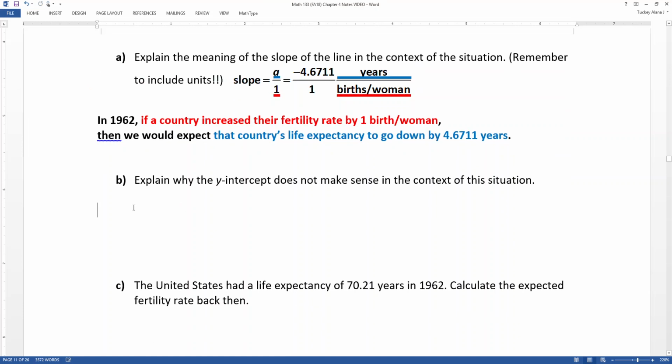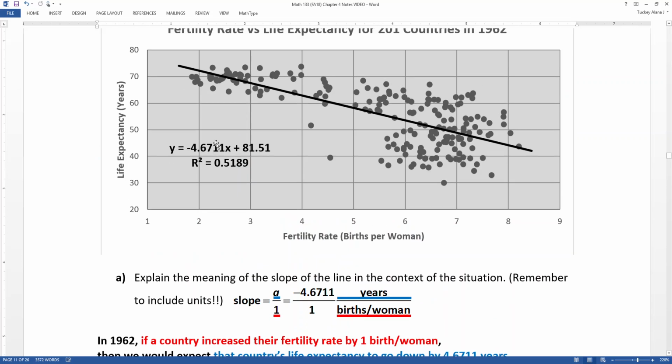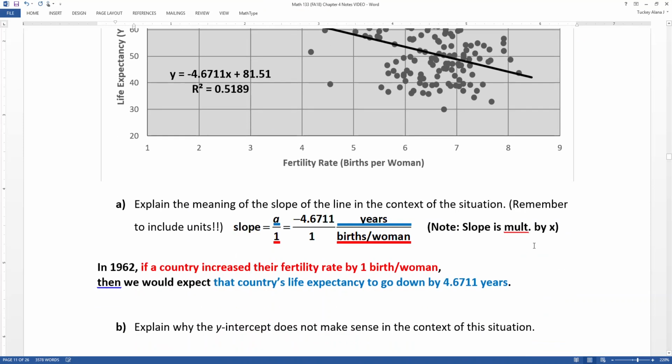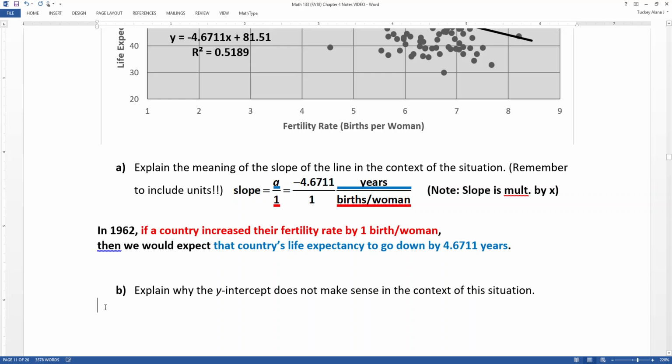All right, now explain why the y-intercept does not make sense in this situation. Well, let me first write up what the y-intercept is. If we look back at the problem right here, remember that the slope is always multiplied by the x. And the other number sitting out there on its own is always the y-intercept number. I just made a note of that part right here because a lot of students forget which one's which. So the slope is the one that's multiplied by the x. So that means that our y-intercept is 0, 81.51.